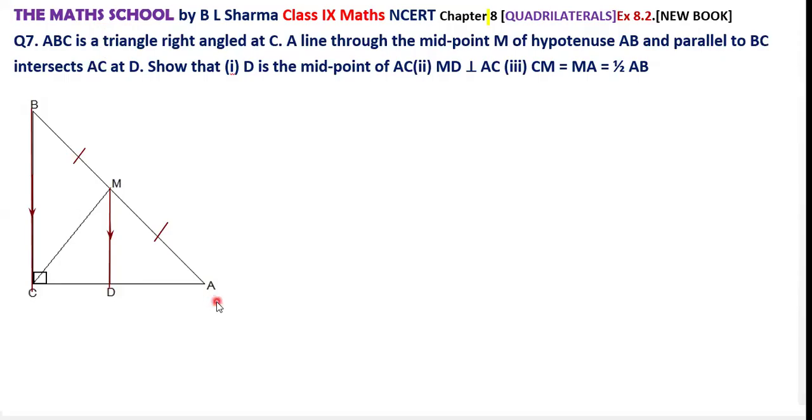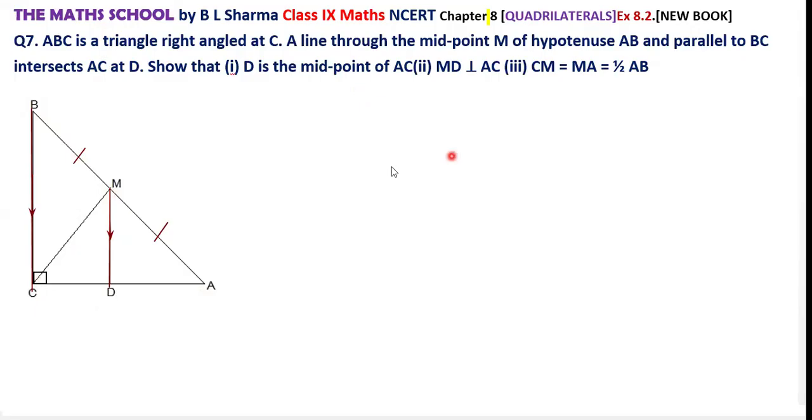ABC is a right triangle. The right angle at C means this angle is 90 degrees. M is midpoint of hypotenuse AB, means BM is equal to AM. And this MD is parallel to BC. Then we have to prove D is midpoint of AC.